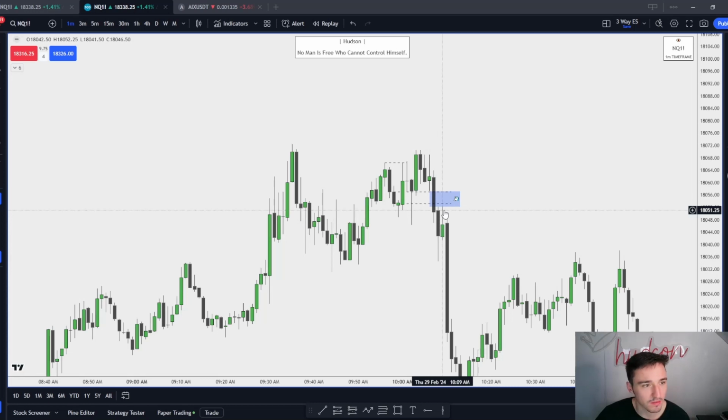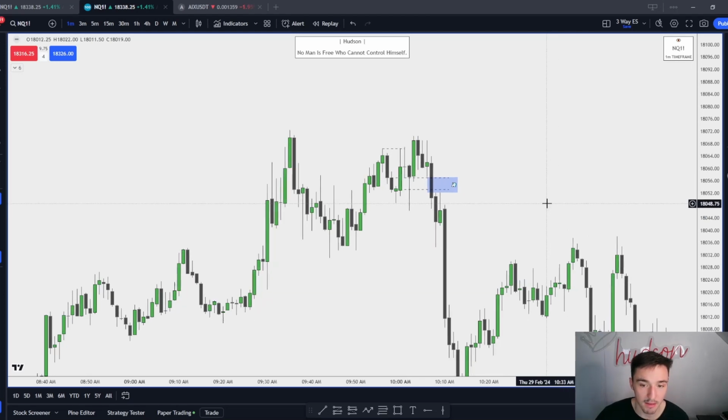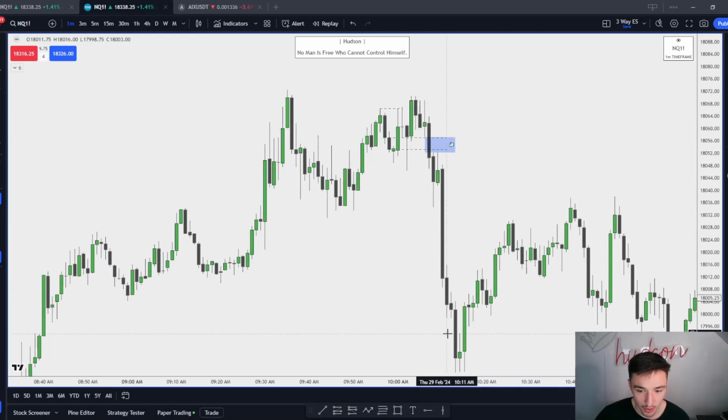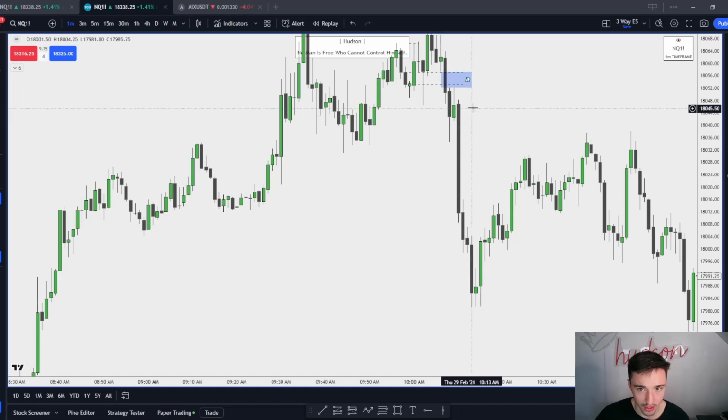We come into it, high is 52.25, high is 52.25, so a tick tap into that, that's IOFED, institutional order flow entry drill, and then we expand lower, taking out all these lows.